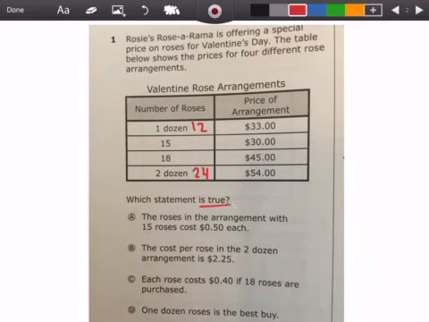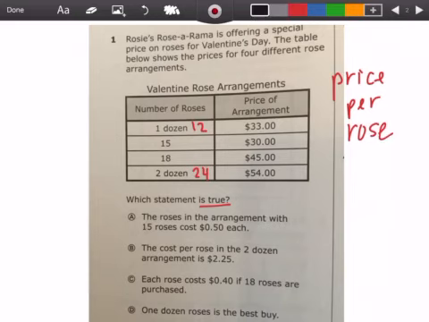And it looks like it's saying, okay, so we have the roses in each arrangement, in the arrangement with 15 roses cost 50 cents each. The cost per rose in the 2 dozen arrangement is $2.25. Each rose costs 40 cents if 18 roses are purchased. And 1 dozen roses is the best buy. So it looks like we're trying to find the price per rose for each of these arrangements. So this means we're taking the price and dividing by the number of roses. All right, so you'll need to divide each of these to determine which one is true.